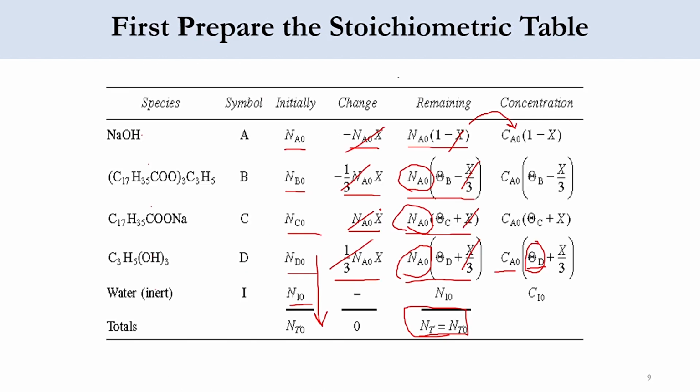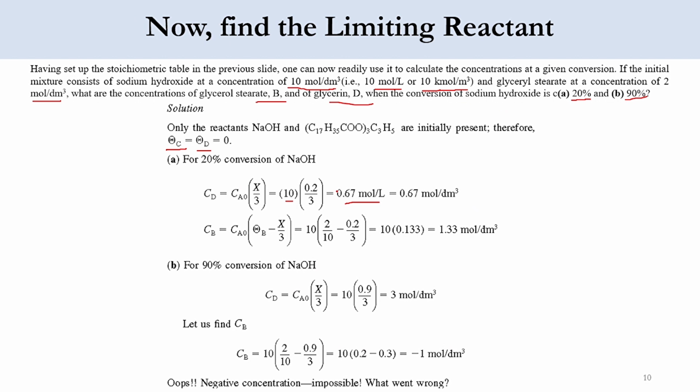For Cb we know Ca naught (theta b minus x over 3). We have been given that the value of Ca naught is 10 mole per cubic decimeter. Theta b, what is theta b? Nb naught over Na naught, or in other words we can say Cb naught over Ca naught. So Cb naught is 2, Ca naught is 10. So 2 over 10 minus x over 3. What is x? 20%, 0.2, over 3. So it comes out to be 1.33 mole per cubic decimeter. So we can say here that we have selected the right limiting reactant.